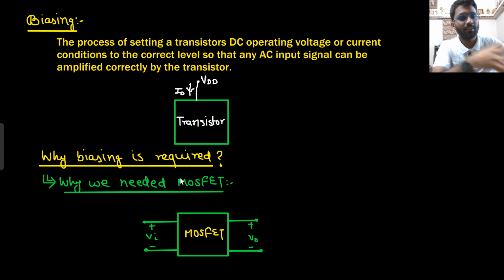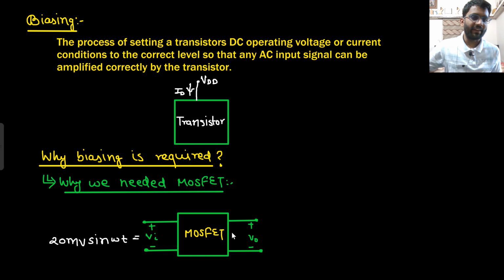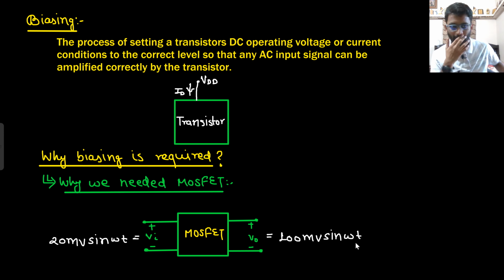Now why is it necessary to give the supply? Why can't I run the transistor without giving the supply? So why did I need the MOSFET? In the first lecture when I started MOSFET, I told you why I needed it: to amplify my signal. Let's assume I am applying some voltage here, 20 millivolts sin omega t. I needed to amplify it. So let's assume in output I am getting some 100 millivolts sin omega t. This is why I needed it, so that it can amplify my input signal.